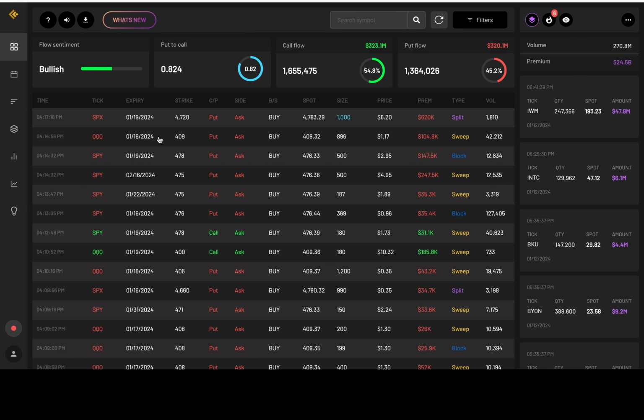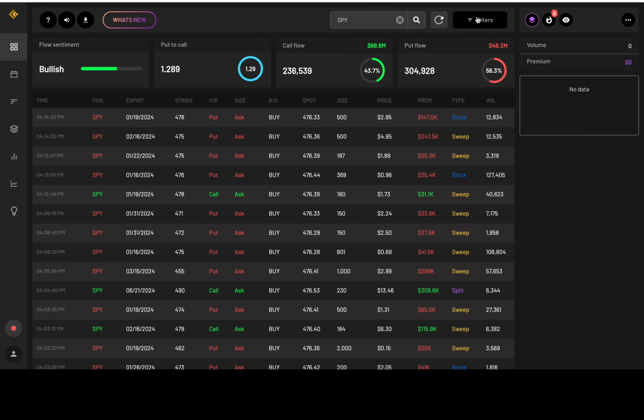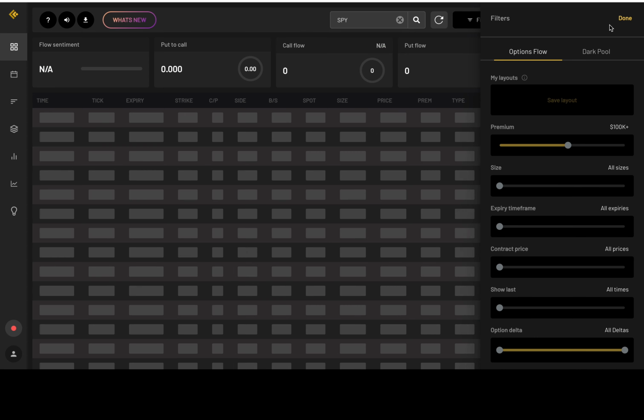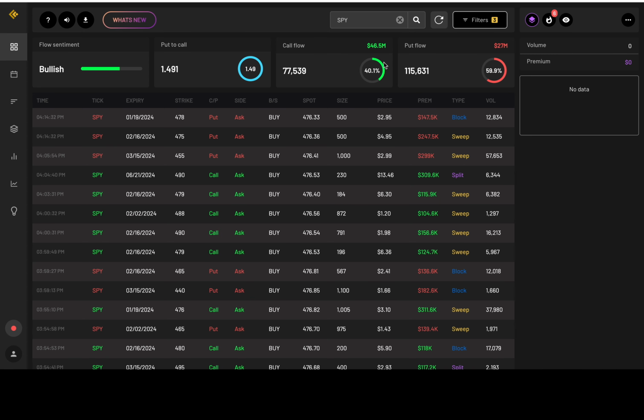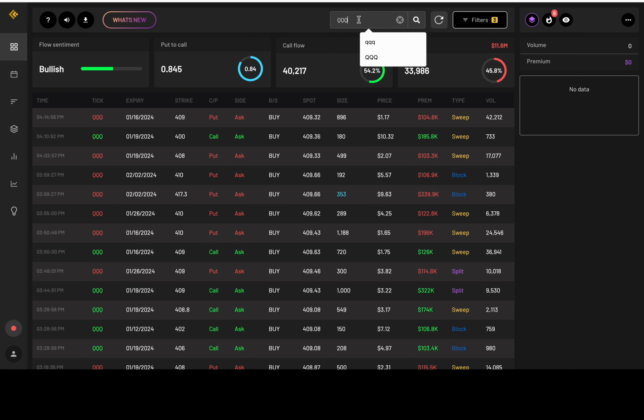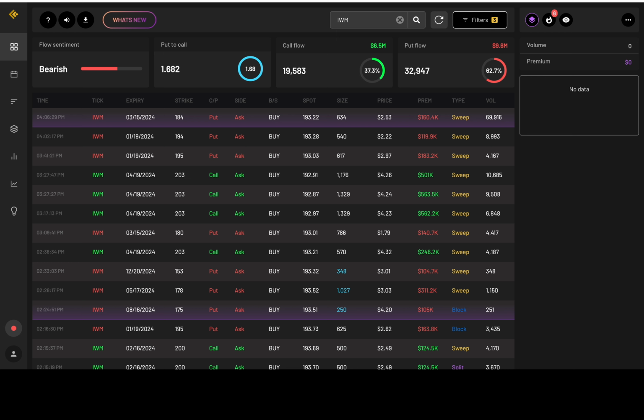All right, option flow for SPY first. Filter for 500K premiums or above. Let's see what we got here. It's still bullish. Higher volume for puts, but bigger money for calls. What you guys going for? Quantity or quality? Shadowflow says bullish, so they go for quality apparently. Triple Q is bullish. IWM is bearish.